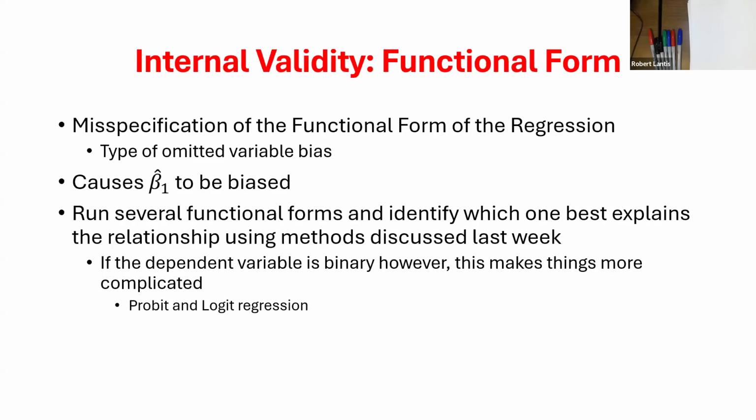I can't take the natural log of 0. So we have two other forms of regression that we can use when we have dummy or categorical variables that have 0 values, which are probit and logit. That would be the next level of statistics, another way to solve this issue. We're not going to dive into that in this class.